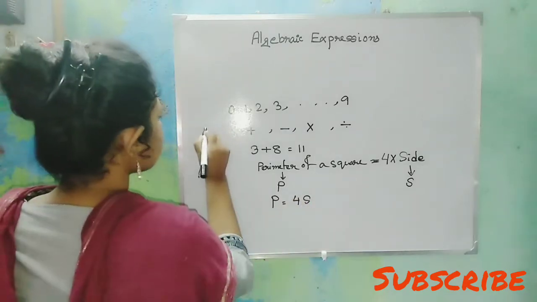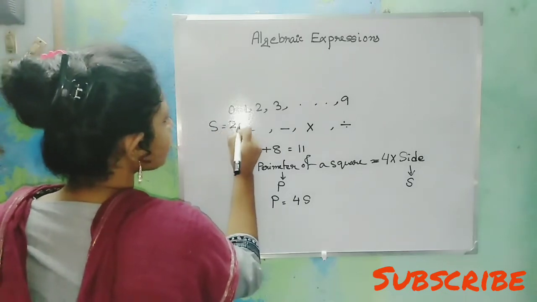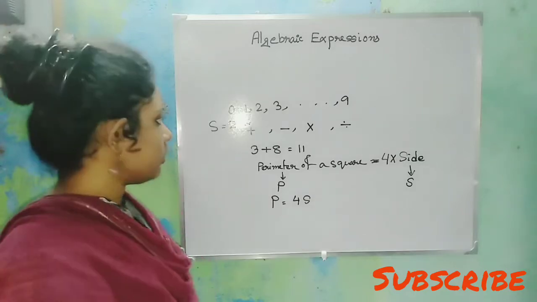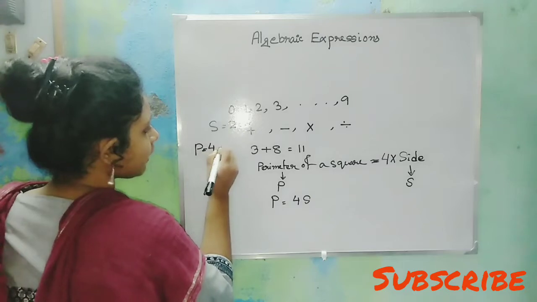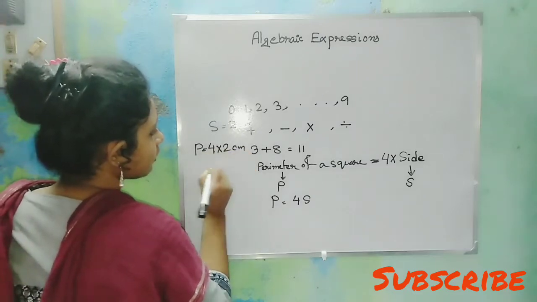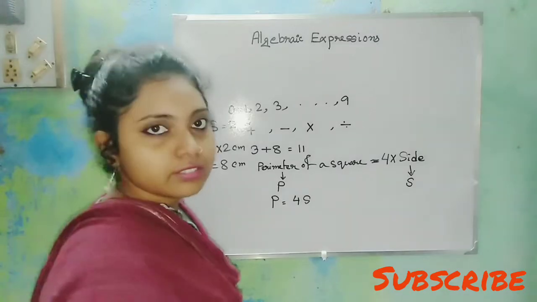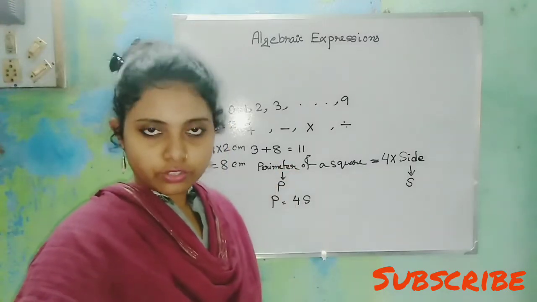Now, we take S equal to 2 centimeter. That is, the side of the square is 2 centimeter. So, what is the perimeter? P equal to 4 into 2 centimeter equal to 8 centimeter. That is, 8 centimeter is the perimeter of that square.